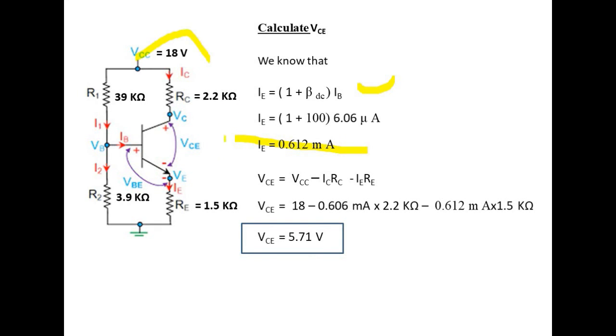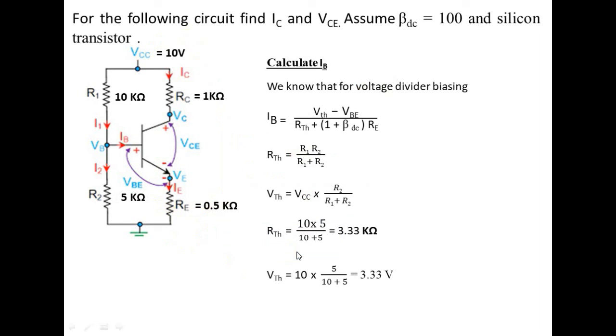Now applying KVL in the output section, we get VCC is equal to ICRC plus VCE plus IERE. With the help of that equation, we have got VCE is equal to VCC minus ICRC minus IERE. So putting the value of the variables, we got VCE is equal to 18 volt minus 0.606 milliampere into 2.2 kilo ohm minus 0.612 milliampere and RE as 1.5 kilo ohm. We have got VCE as 5.71 volt.